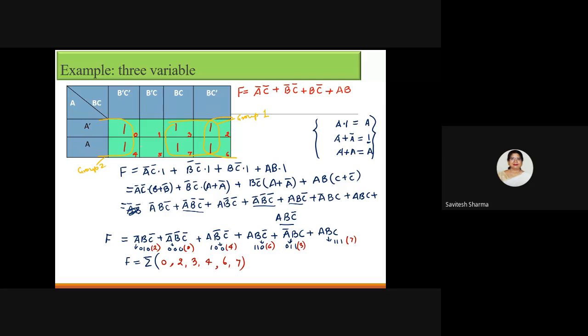Okay. So now I will write the expression for group number 1. What will be the expression for group number 1? You see, if you are moving horizontally or vertically, your A is changing. So you just move from cell to adjacent cell, then you will understand whether the variable is changing or not. Okay, so A is changing, so you will not write A. So for group 1, it is B only.